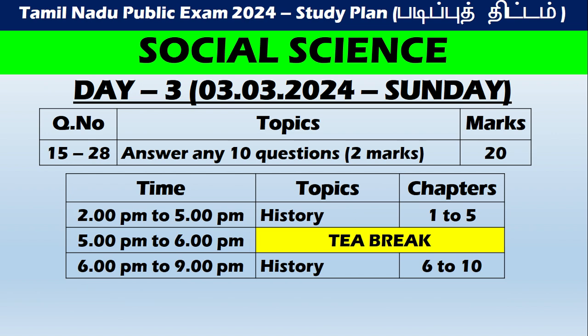So let us go to the next slide. Same for 2 marks, 2 to 5 p.m. is history, the same 3 lessons, and then 6 to 10, there are 10 lessons in total. So 1 to 5 is one session, 6 to 9 is another session, and in between 5 to 6 you take a tea break. So you have to plan accordingly to score good marks, my dear children.